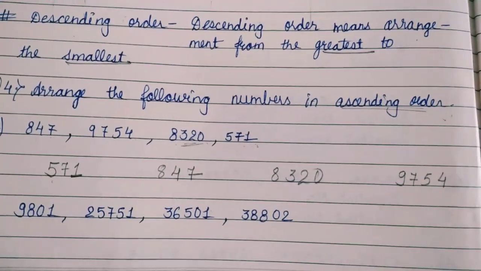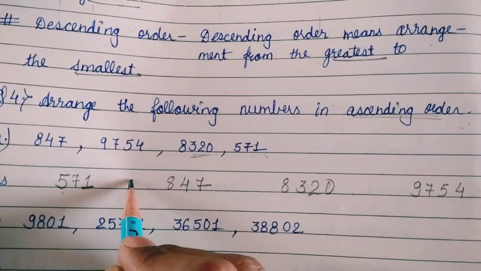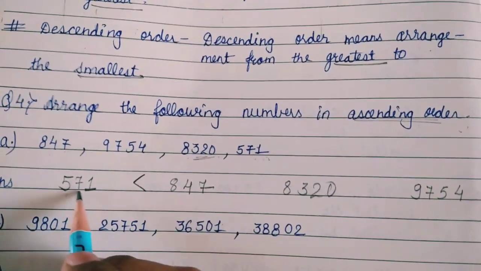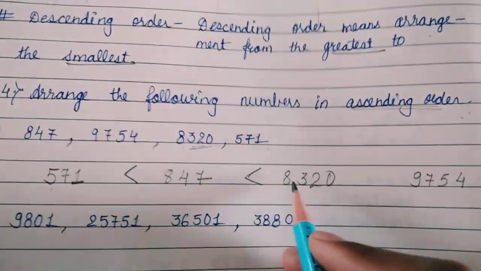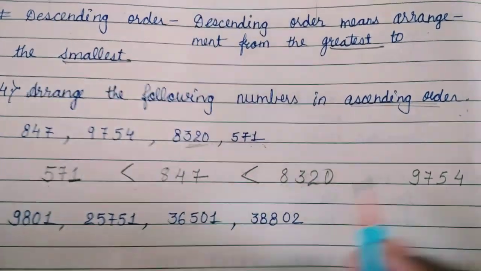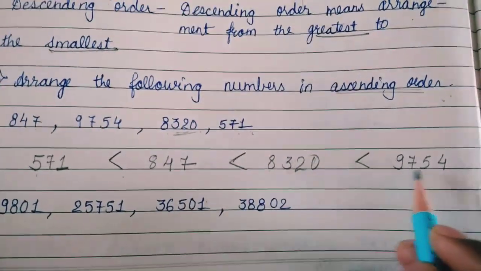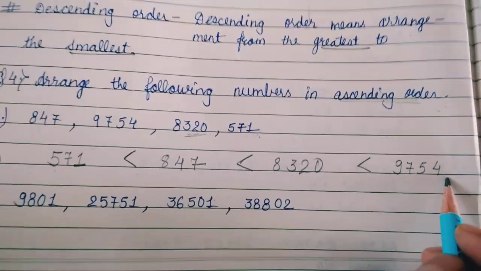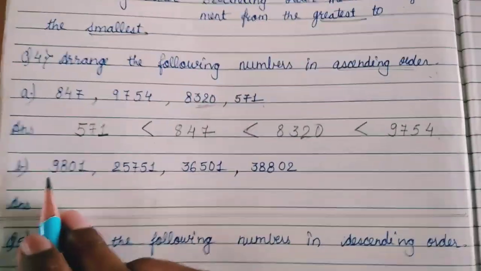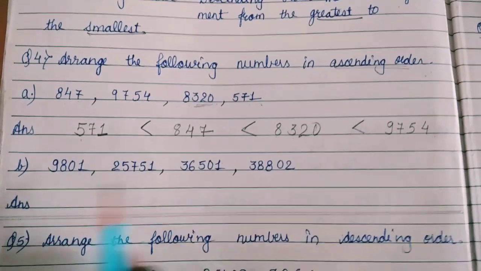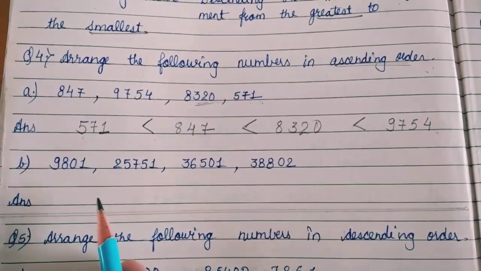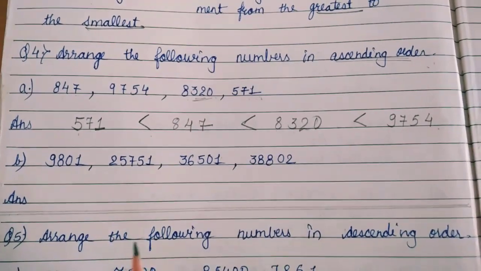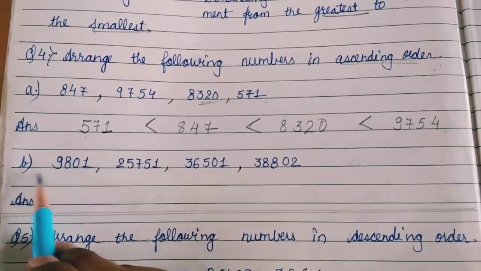Now we will use here the symbol which is less than. 571 is less than 847, which is less than 8320, which is less than 9754. This one you will do by yourself for practicing, because this topic you already know from the previous classes. This you will do yourself.